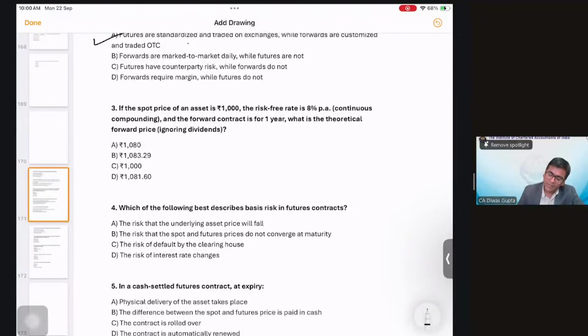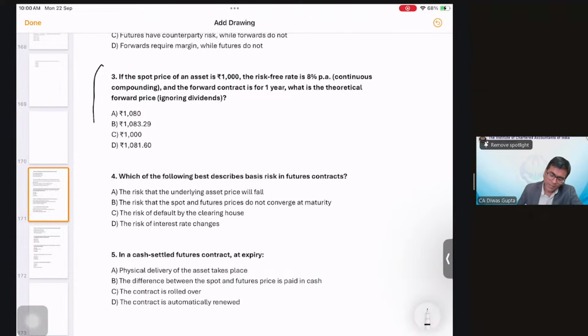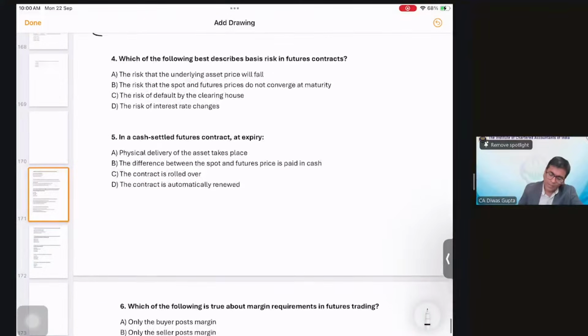If the spot price of an asset is 1000, and the risk-free rate is 8% per annum compounding, the forward contract is for 1 year. The theoretical price, ignoring dividend, will be what? So it's continuously compounded. I think you will need e raised to the power something. So let's do one thing. We will do this question in the next class because this requires calculation.